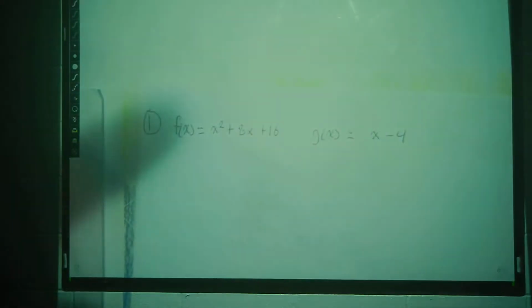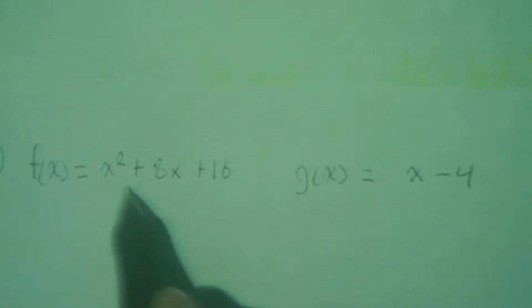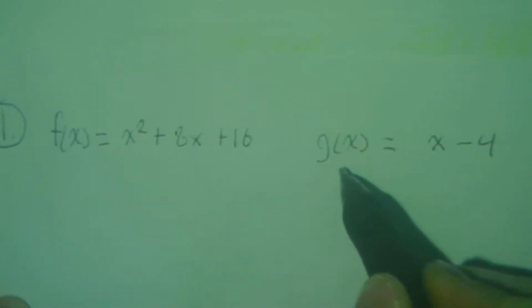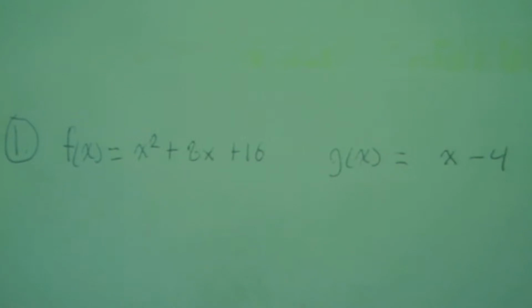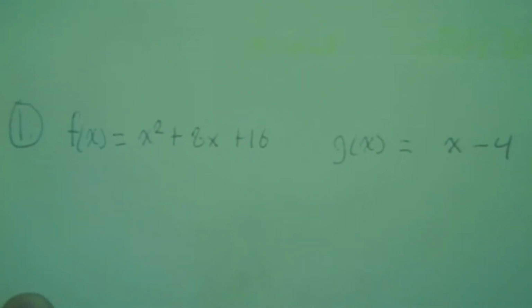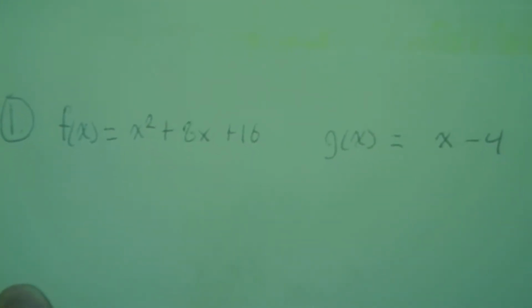So that was pretty simple, but we're going to do something a little more complex just to get y'all real familiar with it. Here we have two equations. F of X equals X squared plus 8X plus 16, and G of X equals X minus 4. Now, who can tell me what we got to do here? You gotta plug it in. Plug it in. Very good.